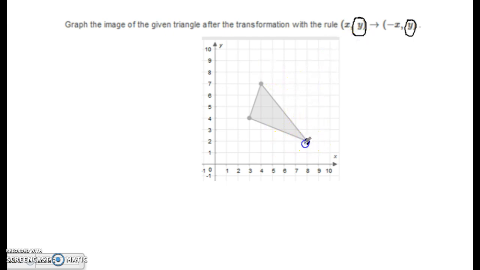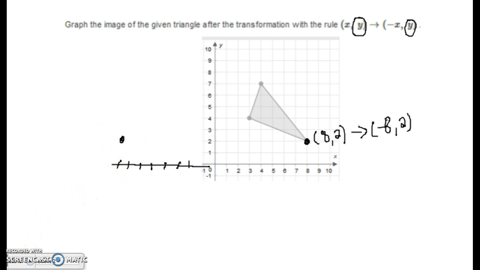You would just write down each ordered pair. So this ordered pair is located at (8, 2). And then I want to apply my rule where I change the sign of x so it becomes -8 and y stays the same. So to plot this point, I would go to -8, way back here, 2, 3, 4, 5, 6, 7, 8, and up 2.